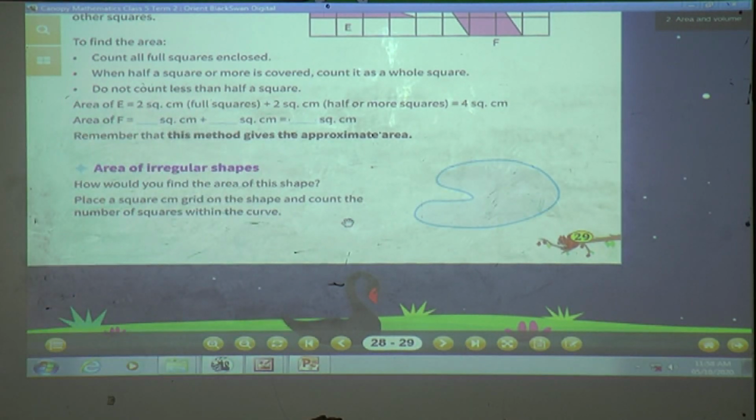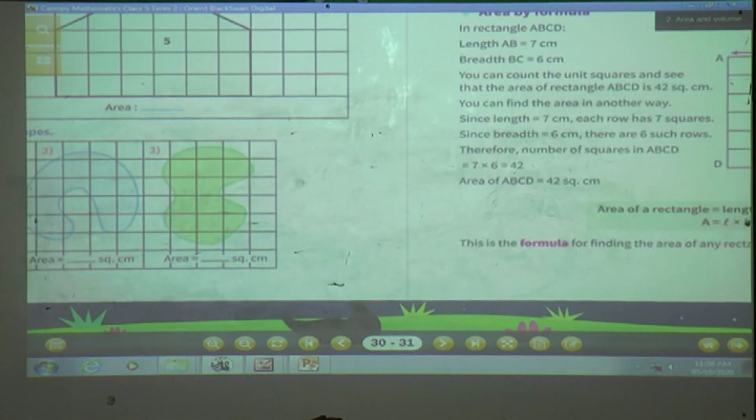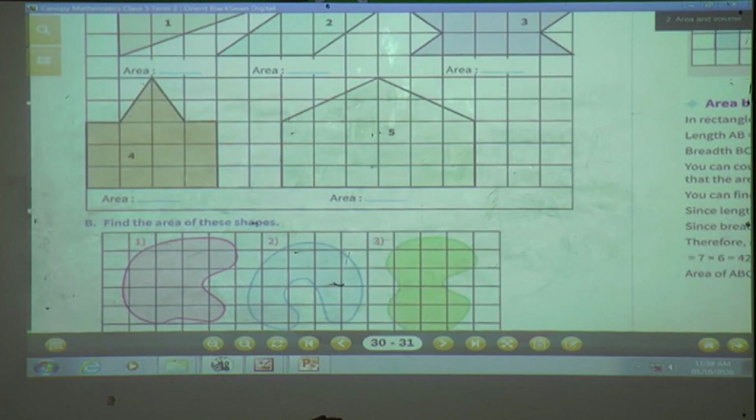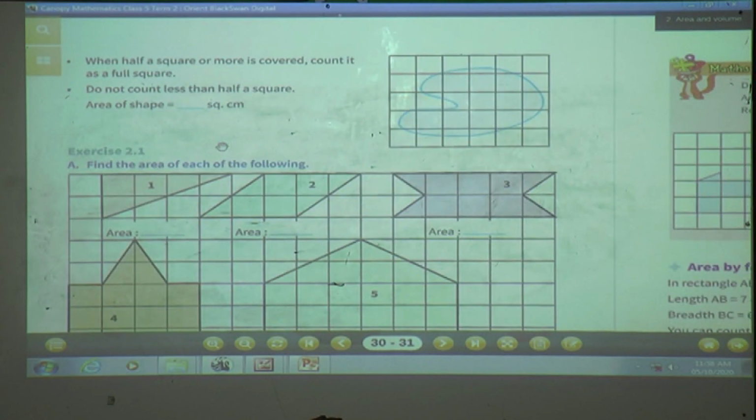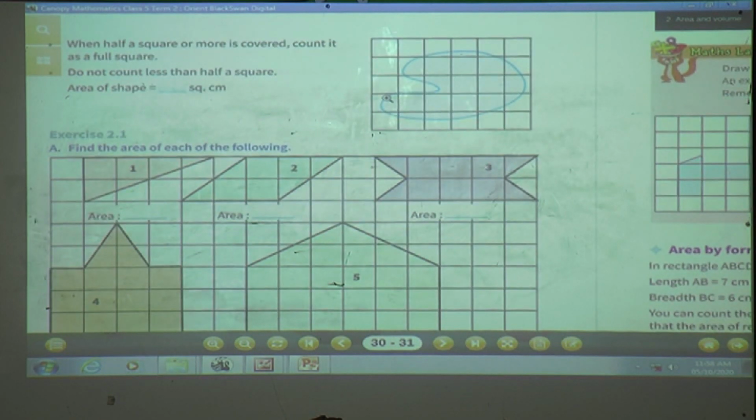Yes. For that, place a square centimeter grid on the shape and count the number of squares within the curve. We will see next page. When half a square or more is covered, count it as a full square. Just now I told you, do not count less than half square. So the area of a shape is equal to, just count it.